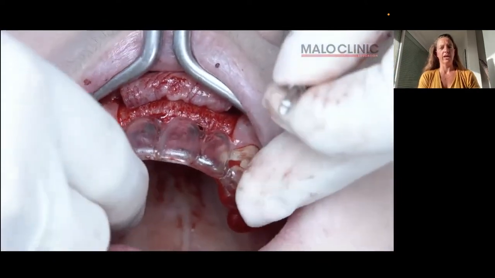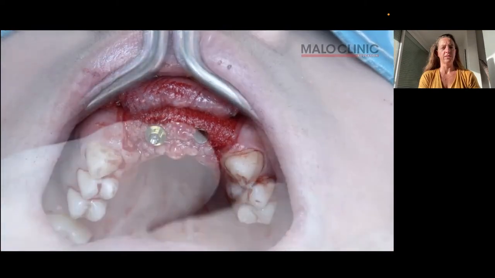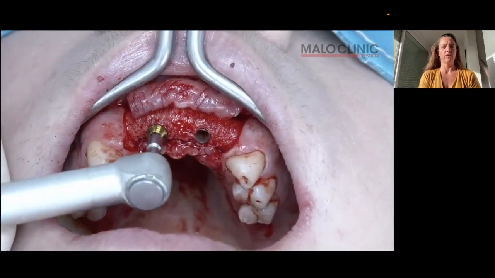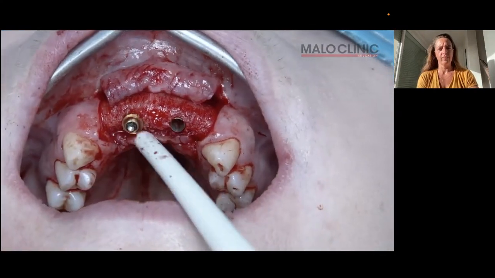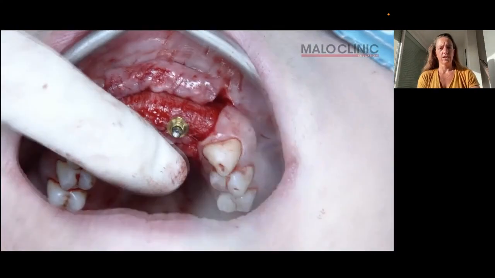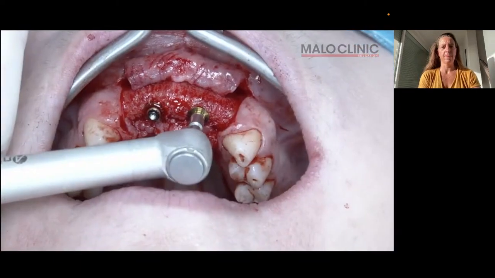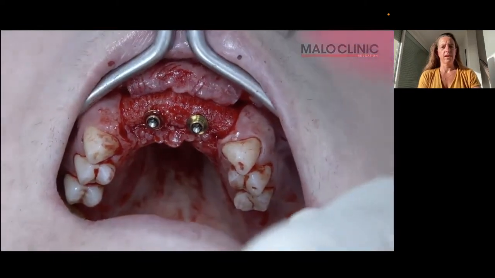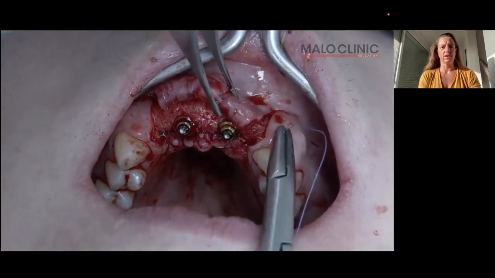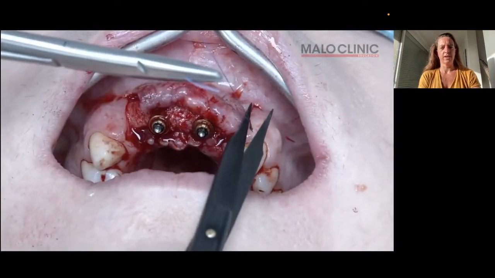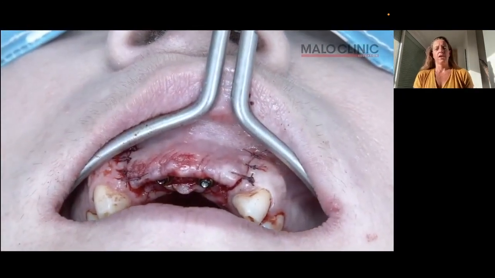Now I'm going to connect also multi-unit abutments, 1.5 millimeter to both of them. So both of the implants are placed under the bone. And now I'm going to suture everything. So I give the suture, here is a 5-0.